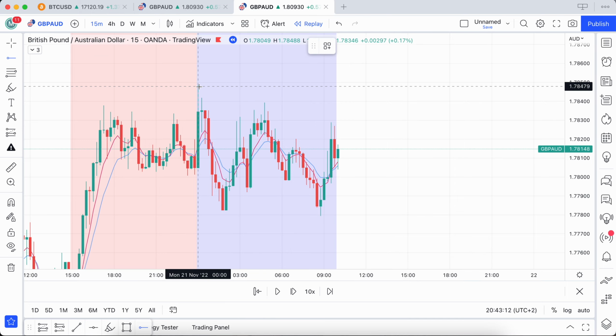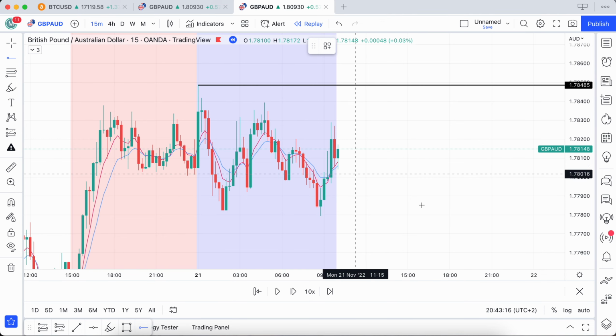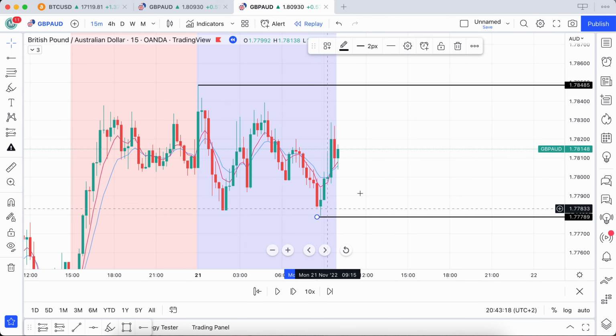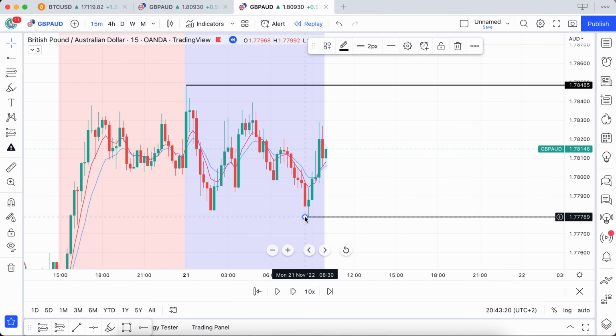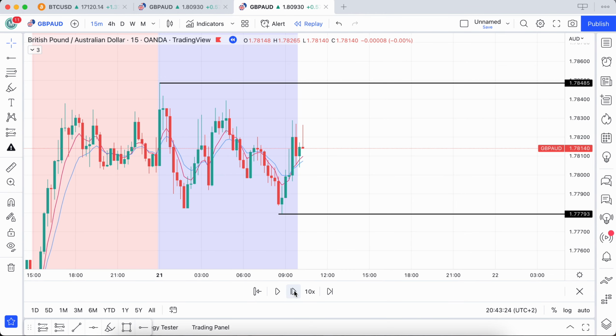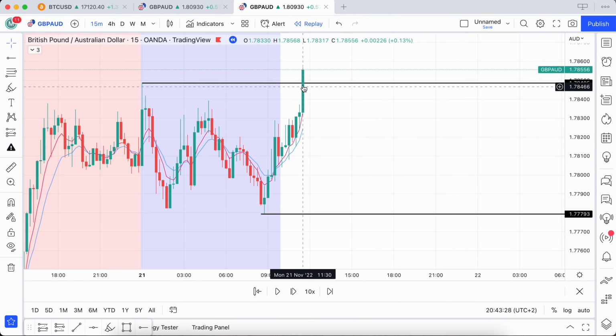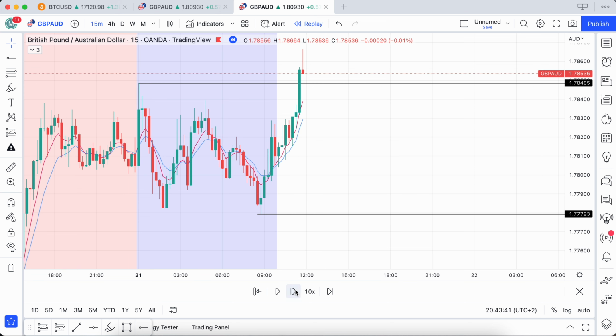Session high will be this spike. Session low will be this spike. And you wait. So the London session goes through. We have a retest and a breakout above the session high, because we closed above the session high with a body closure, not just a spike. So we now need either a retest continuation or a rejection.